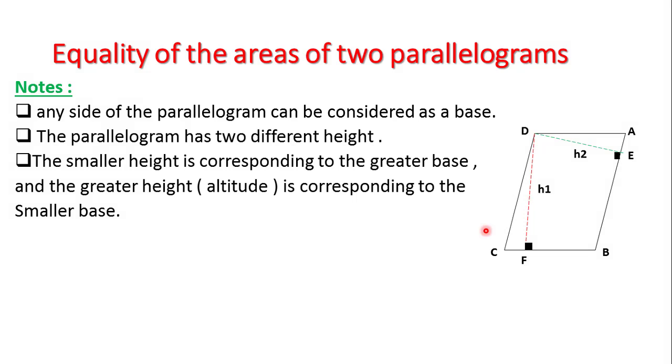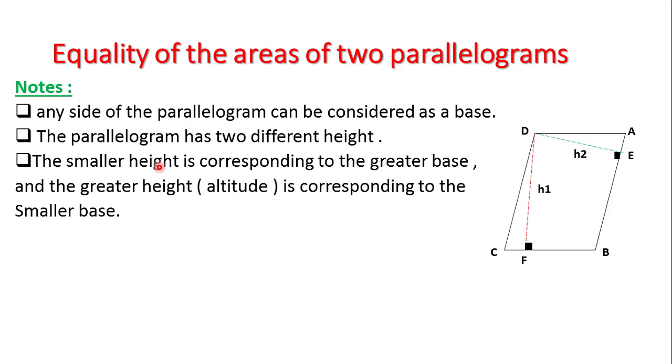We can consider any side of this parallelogram as a base. For example, if you considered BC as a base, then DF is the corresponding altitude or height. If you considered AB as a base, then DE or H2 is the second height. So any side of the parallelogram can be considered as a base. The parallelogram has two different heights.